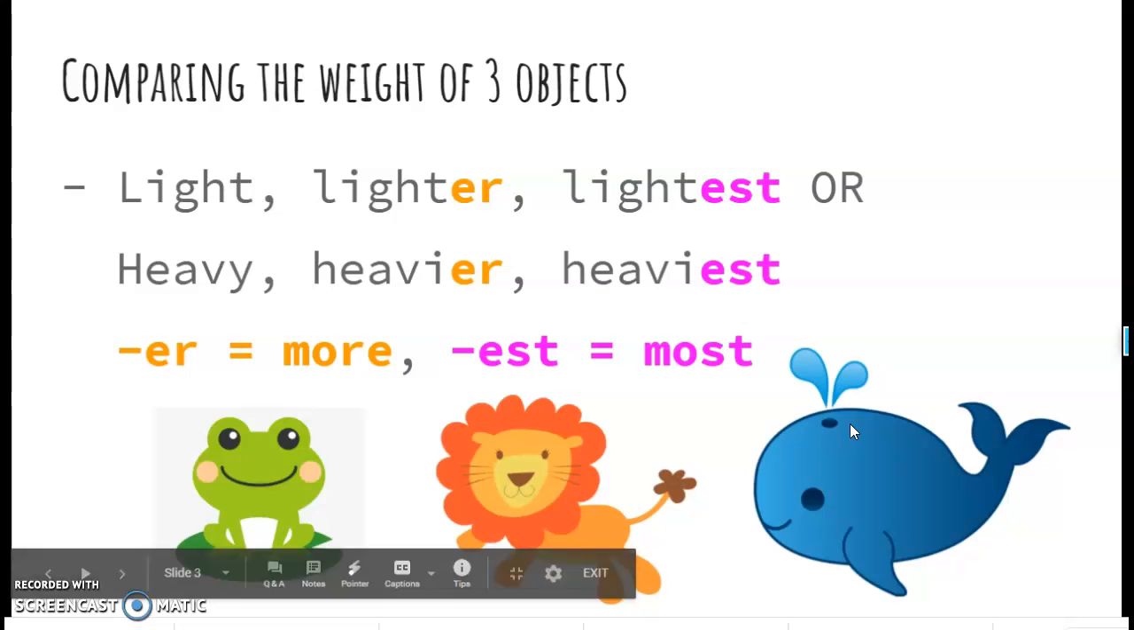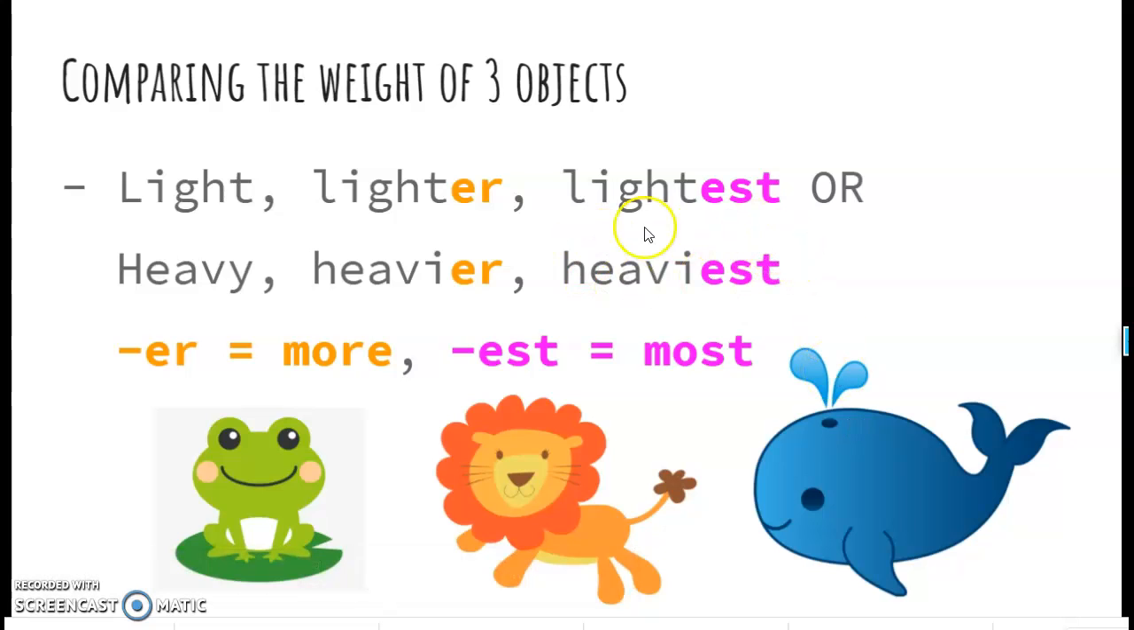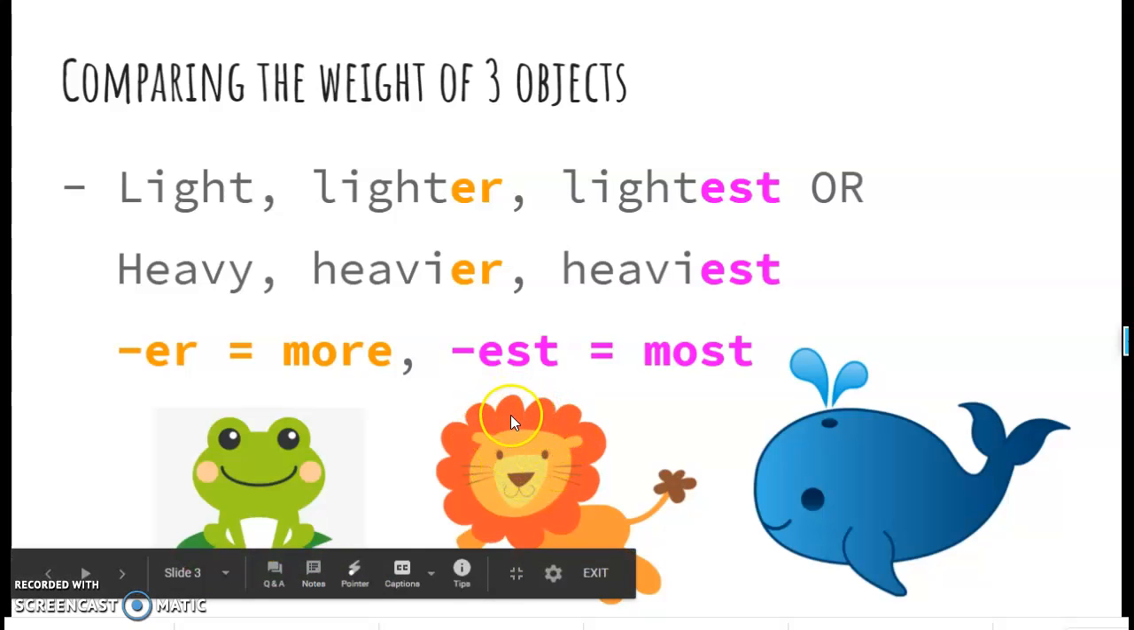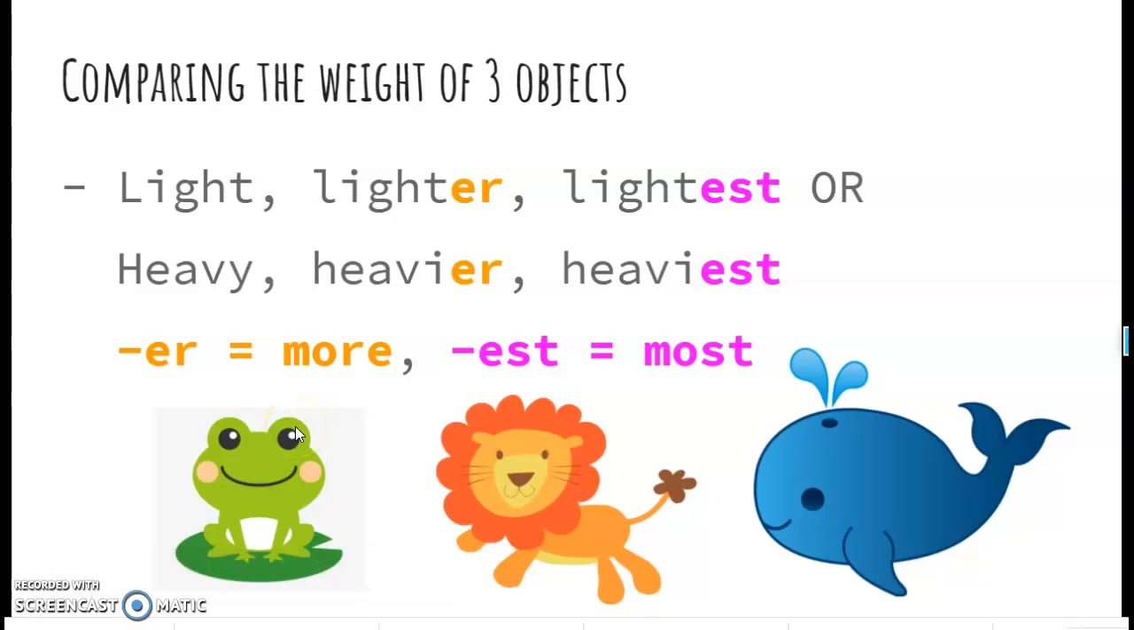I can also use heavy, heavier, and heaviest. Let's start this time with heaviest. Which of these animals is the heaviest, the most heavy? I would say that would be the whale. I know they're huge and they weigh a lot. Then I have the frog and the lion. Which one is heavier? Which one is more heavy out of the two? I would say the lion, because again, I can't pick him up. And that would leave the frog with being heavy. All right, so those are different words you can use to compare the weight of three objects.